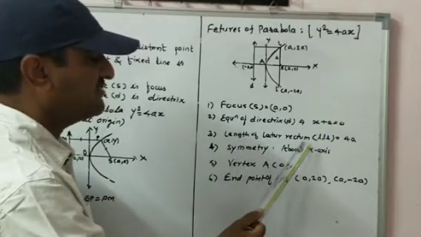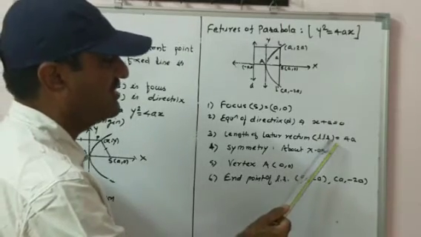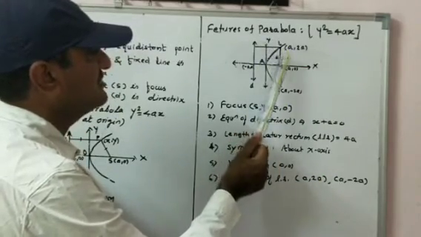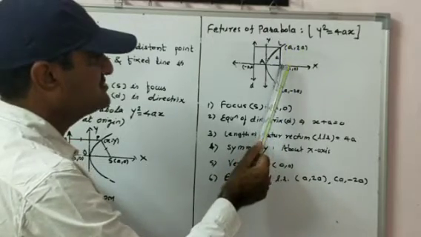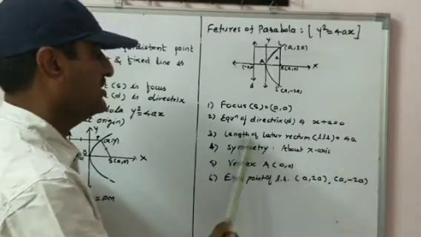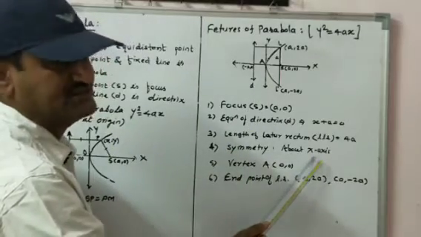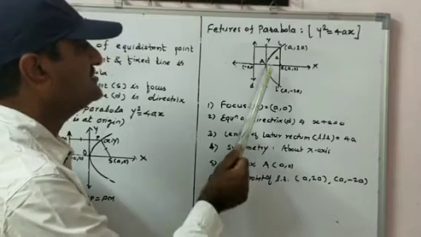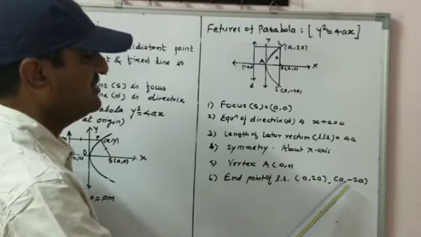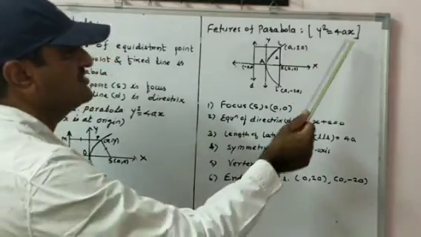Then the length of the latus rectum, in short LLR, is 4a because this distance is 2a and this distance is also 2a, and 2a plus 2a is equal to 4a. Therefore the length of the latus rectum is 4a. The parabola is symmetric about the x-axis, with the vertex at the origin, and the end points of the latus rectum are (a, 2a) and (a, minus 2a). These are some features of the parabola y square is equal to 4ax.